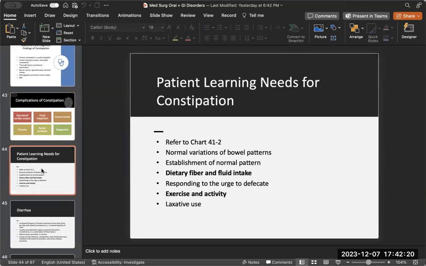So, what should we tell them, right? Hey, here's how a normal bowel pattern should work. They should increase their fluid and dietary fiber. They should exercise and be very active regularly, but avoid laxative use unless super necessary.